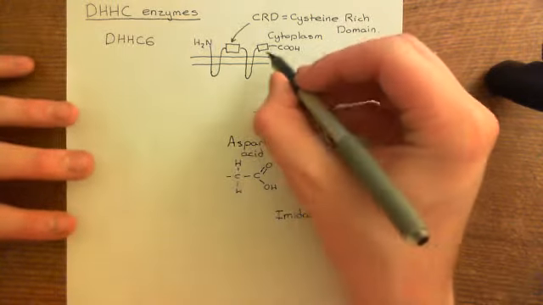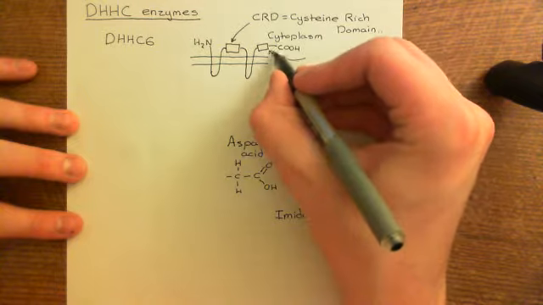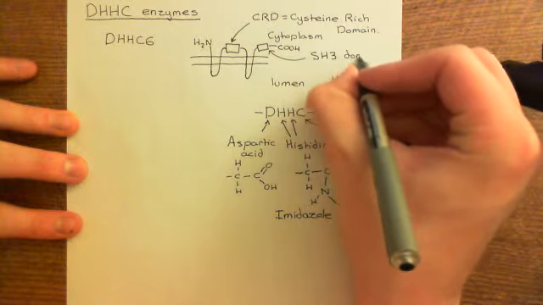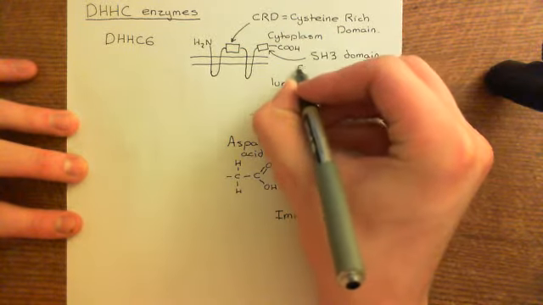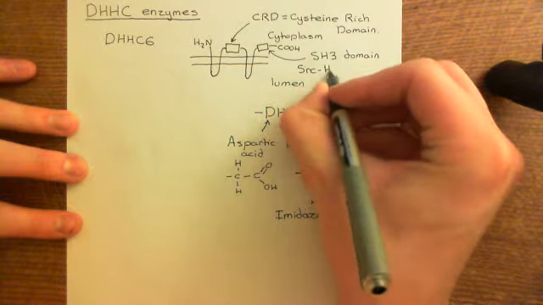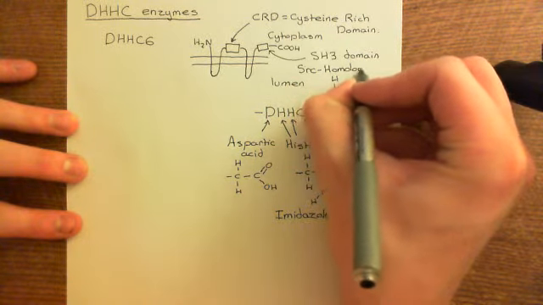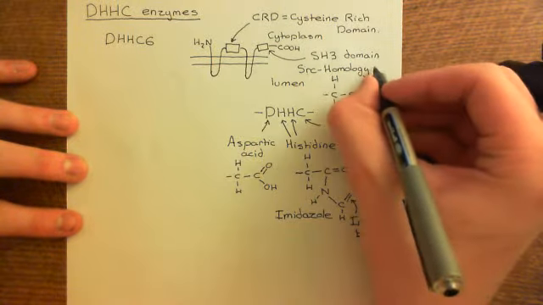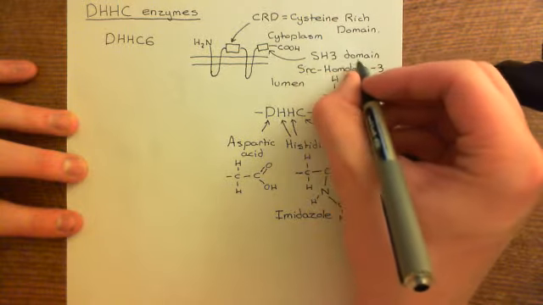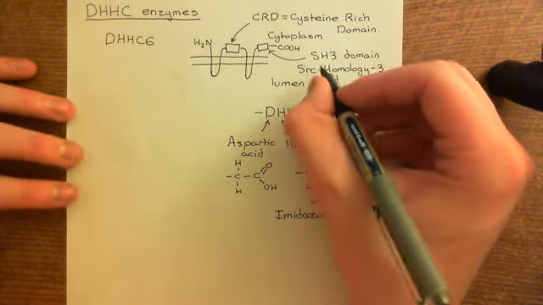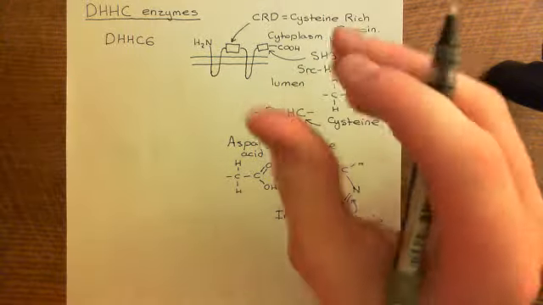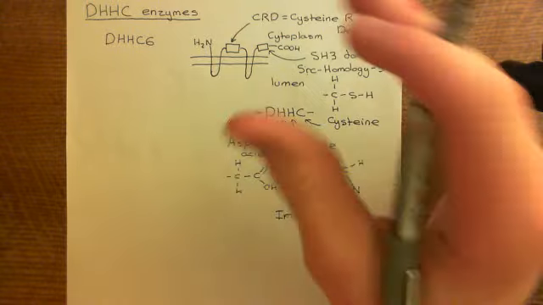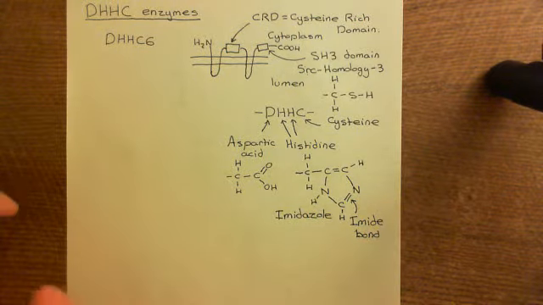Now let's turn our attention to this second important domain here. This is what is known as an SH3 domain, and SH3 stands for Src homology 3 domain. Src is a protein called steroid receptor coactivator. Basically this SH3 domain is a domain that you find in loads of different proteins. It's a structure that you can have in loads of different proteins, which is identical, or pretty much identical.